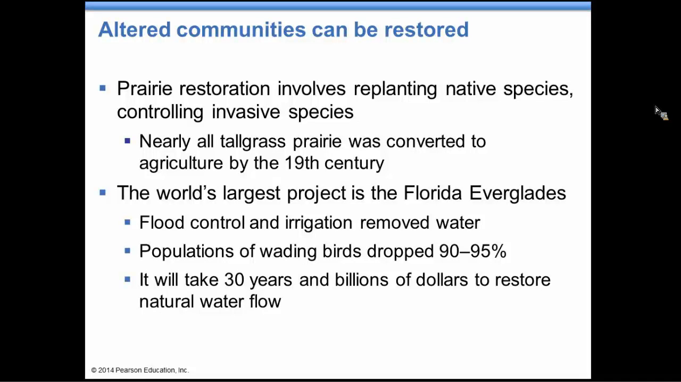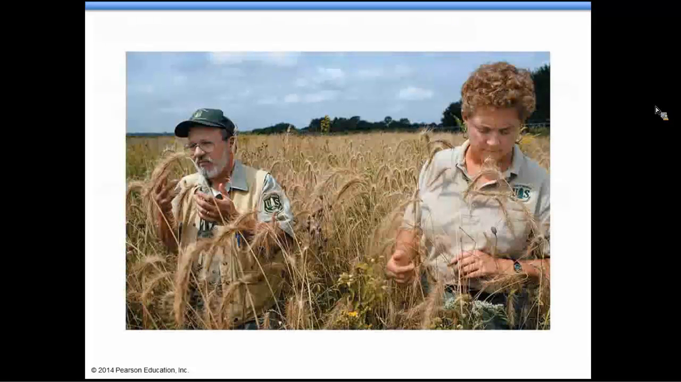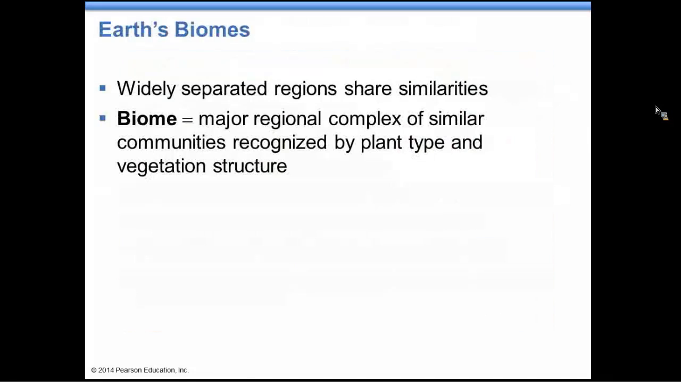And a great example of this is the Everglades. Flood control and irrigation removed water, and it kind of stopped being a wetland, and that doesn't really roll too well with all the animals that live there. So some populations dropped 90 to 95%, and it's going to take around 30 years and billions of dollars to restore this natural water flow if you want to conserve these species. And we do want to conserve these species. And here's a picture of a couple people looking at what appears to be wheat.